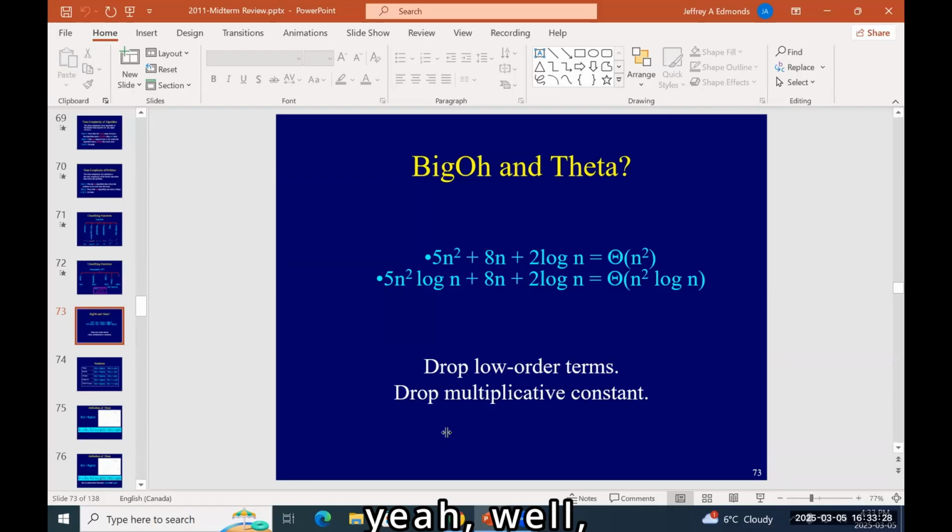Well, in this answer, you have to put the log squared, and in this answer, you put this. People kind of get that a bit.